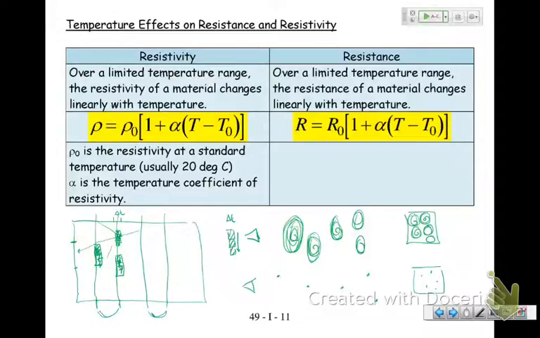So it's called a cross-sectional effect. You've increased the cross-sectional area of the atoms because of their motion.